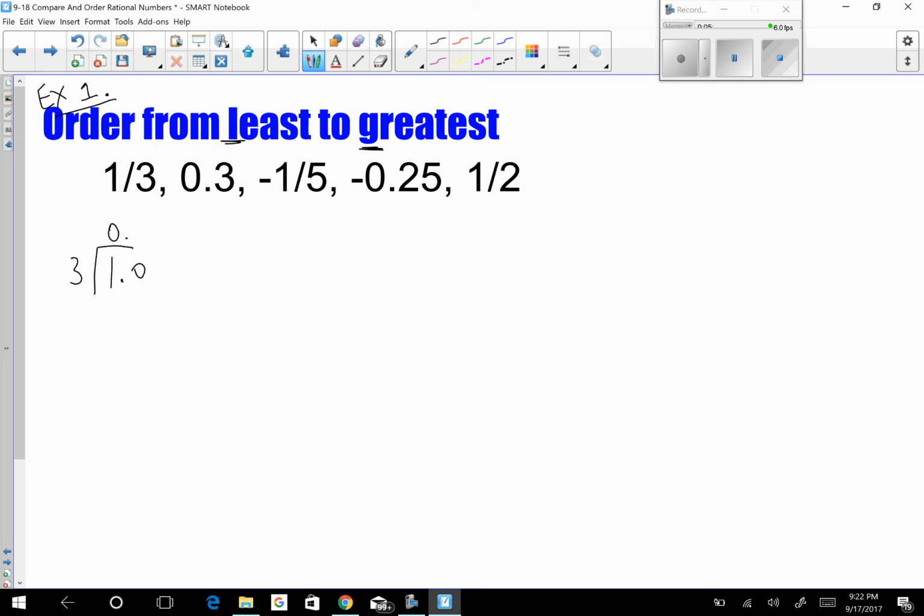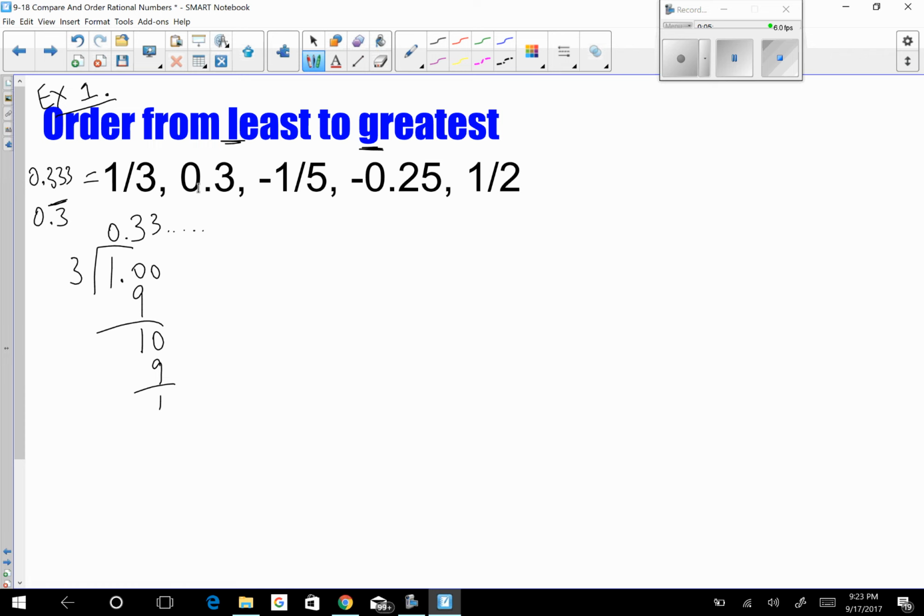3 goes into 10, 3 times. 3 times 3, that's 9. 10 minus 9 is 1. Will 3 go into 1? No. We can bring down another 0. 3 goes into 10 3 times. 3 times 3 is 9. Are y'all noticing a pattern here? Me too. This is going to be 0.3 repeating on and on and on and on. So 1/3, that's 0.333 on and on, or 0.3 with the repeating bar on top.